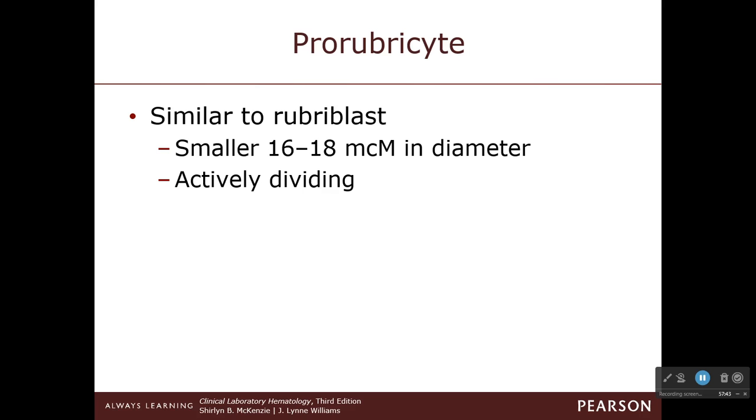Erythrocyte, which is also known as a basophilic normoblast. Yeah, basophilic normoblast is our next one. Okay, smaller. That's the key to this. This one has very similar structures as the rubriblast, pronormoblast, except the size. Okay, it's still actively dividing.